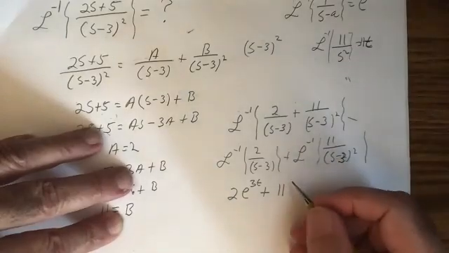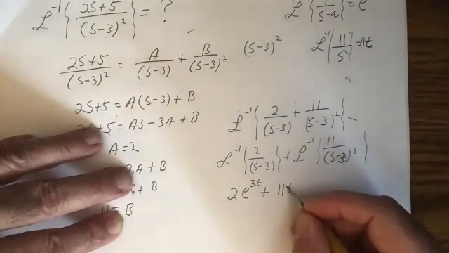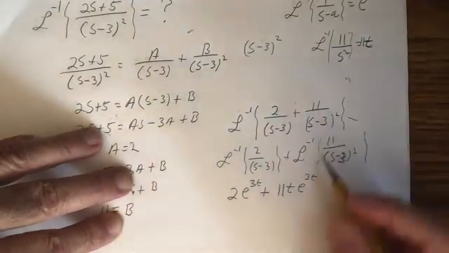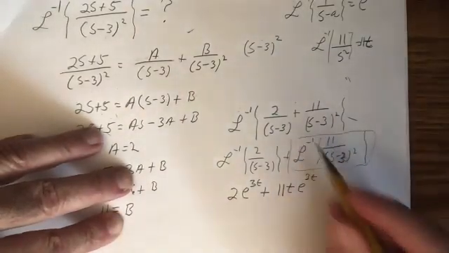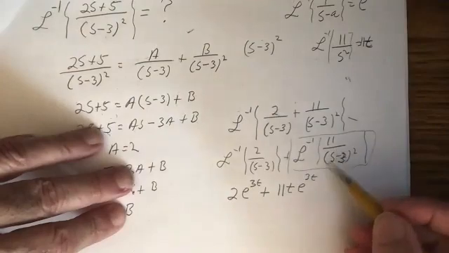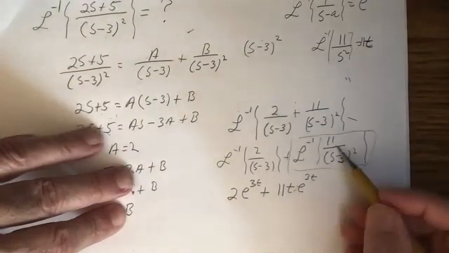So this is going to be 11t times e to the 3t. You do need this property here for the next exam. Does everybody see what's happening here?